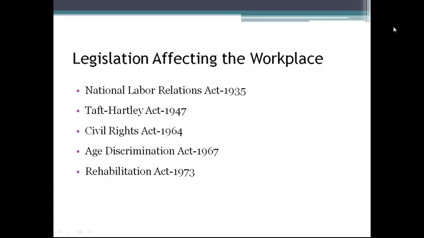The National Labor Relations Act of 1935 said employees have the right to organize unions and demand safe work environment. The Taft-Hartley Act of 1947 said the rights for management to equalize the balance of unions. Civil Rights Act of 1964 was equal pay for equal work. Age Discrimination Act of 1967 protects against forced retirement. Rehabilitation Act of 1973 protects the rights of disabled people. So you can see how legislation can affect you in the workplace.